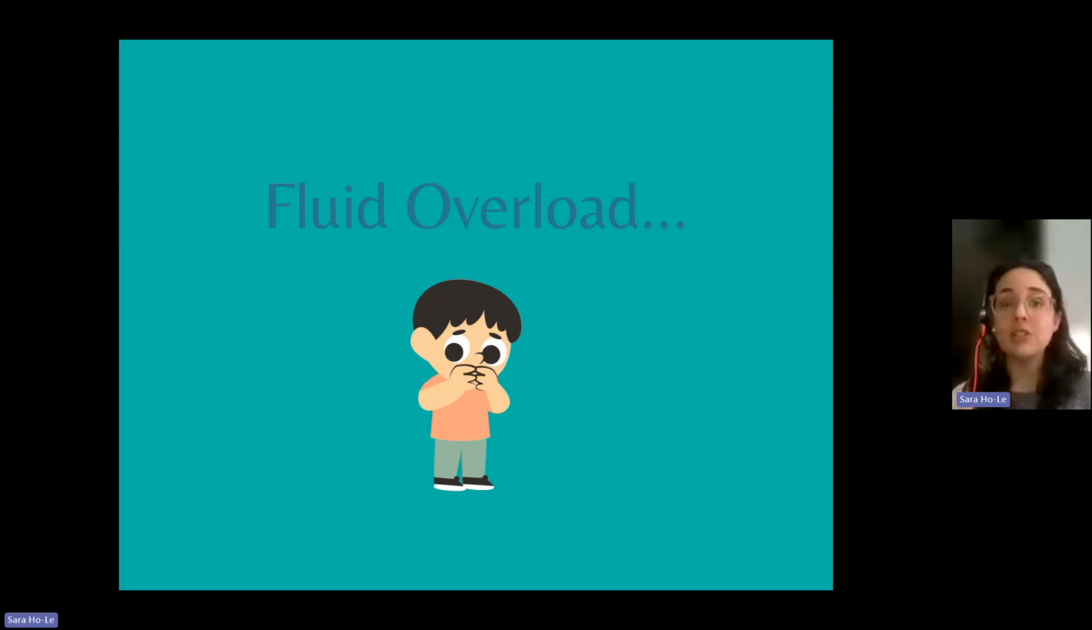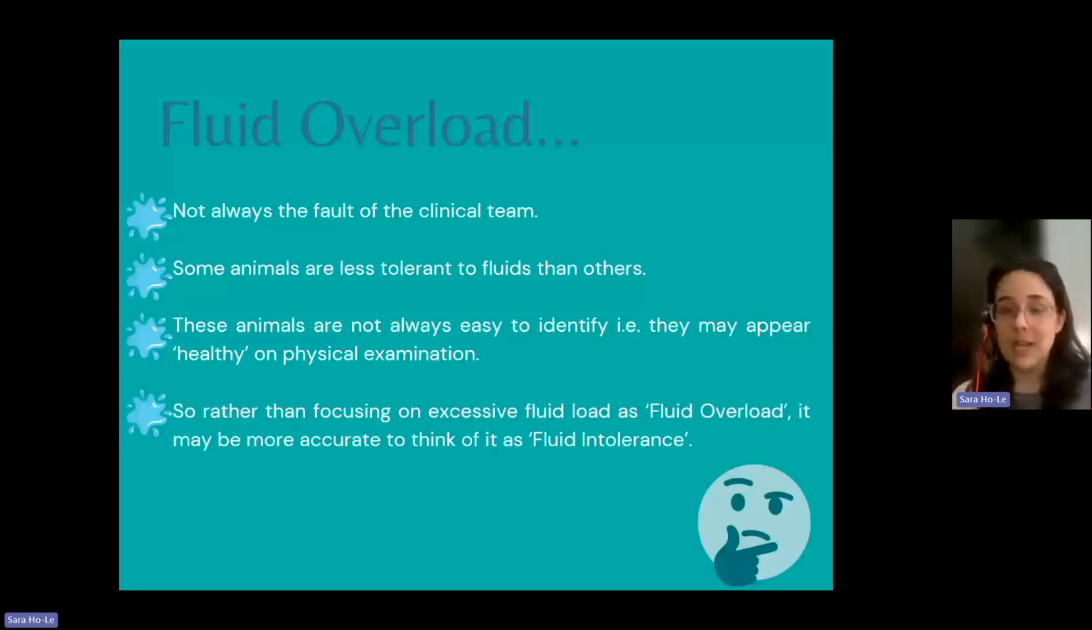But put simply, it's because some animals are just less tolerant to fluids than others. It is well known that patients with heart conditions don't deal with fluid very well. But if these patients have no heart murmur, no arrhythmia, no reason for us to suspect that there is a cardiac problem going on, and that's just one example, then there's no reason to suspect that this patient cannot cope with the fluid we're going to give it. So rather than focusing on excessive fluid load as being called fluid overload, which, as I said, has negative connotation, it assigns blame, I believe, to clinicians, I instead like to flip it and think of fluid tolerance.